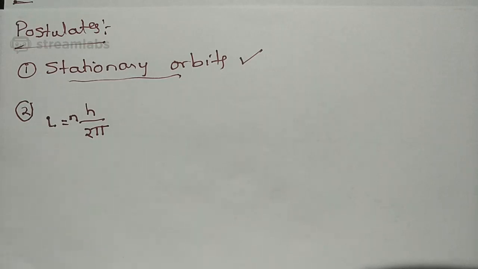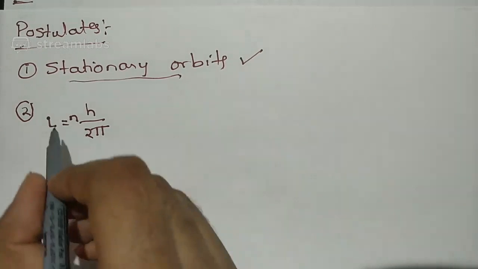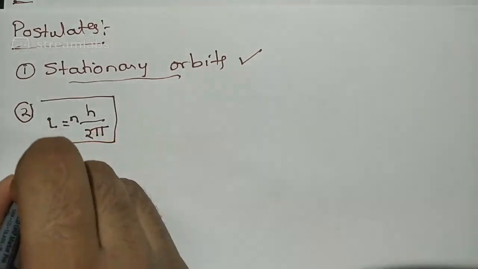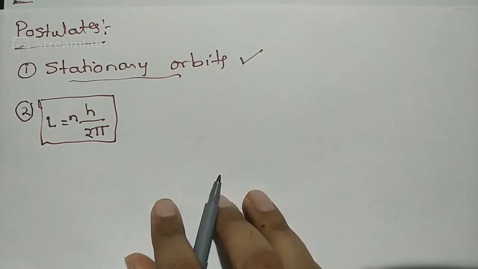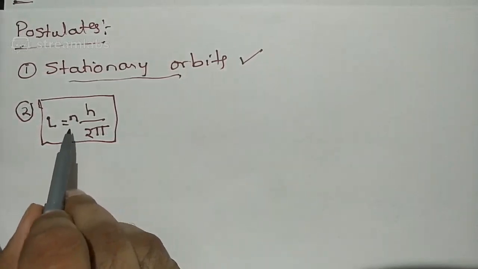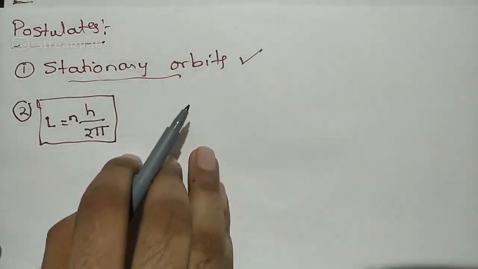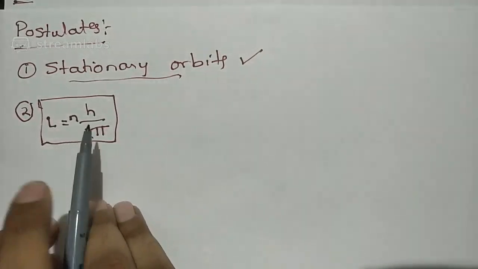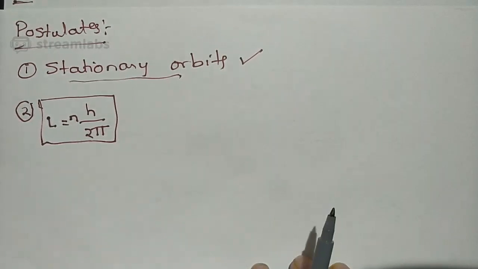Now if you are confused about how Bohr got this logic of angular momentum equal to nh by 2 pi, again you have to wait for some time. All the proofs will be given together, for the stationary orbit as well as for this. The second postulate of Bohr clearly says that when the electron revolves around the nucleus, its angular momentum is an integral multiple of h by 2 pi. What is n there? n is called the principal quantum number. This is also called Bohr's quantization rule.